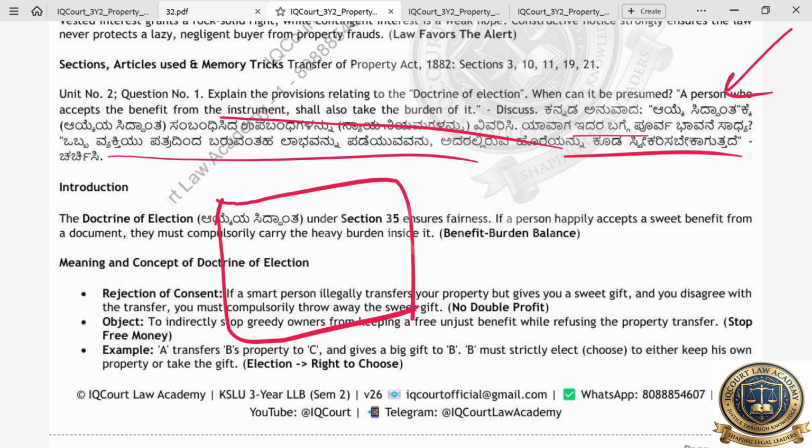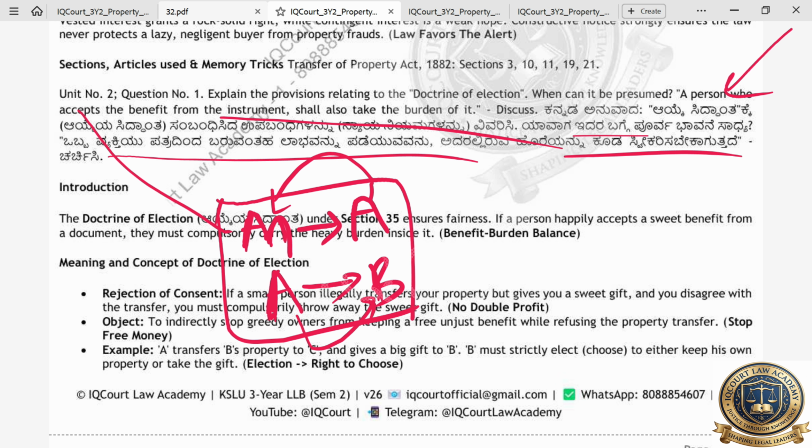Means your mother says, you take my property. Your mother is telling A, you take my property. In the same agreement, she is also mentioning, on the condition that A's property should be given to B. If A is accepting B's property, he has to be ready to give up his property to B. That is what we call the doctrine of election.